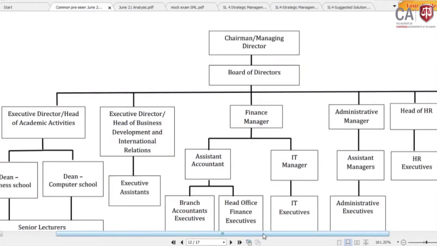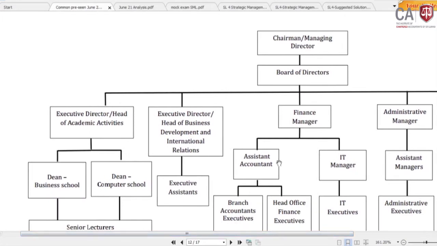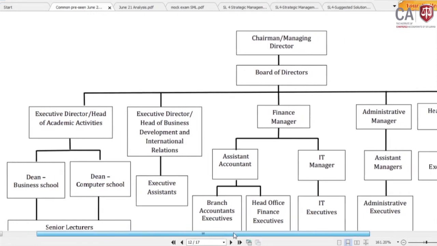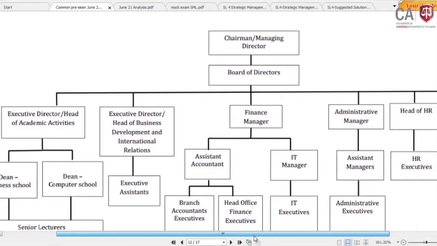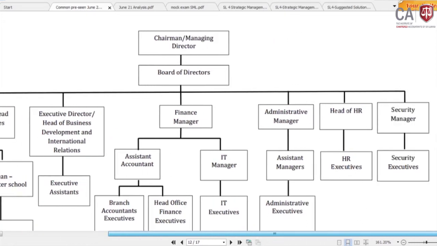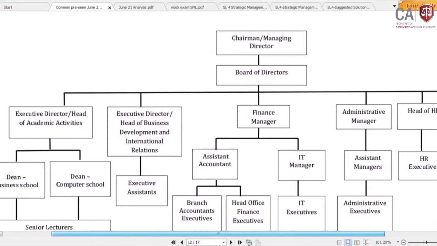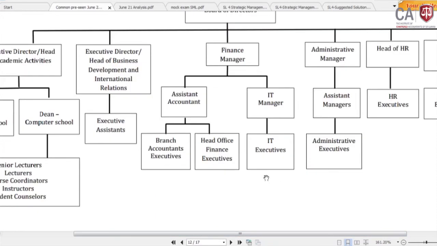Then you can see the organizational structure. The chairman is at the top, then the board of directors, then the executive director, head of academic activities, and the executive director, head of business development and international relations, that is the son, Jagat. Then the finance manager; under the finance manager are the assistant accountant and the IT manager. The IT manager is under the finance manager. Should that be considered? Right, so that may be a structural issue.